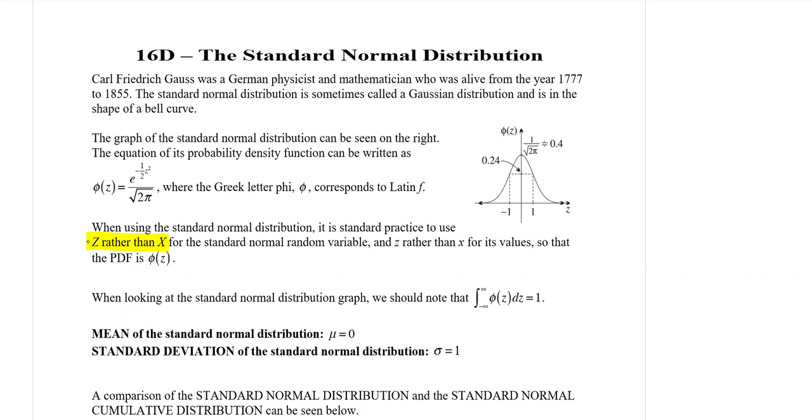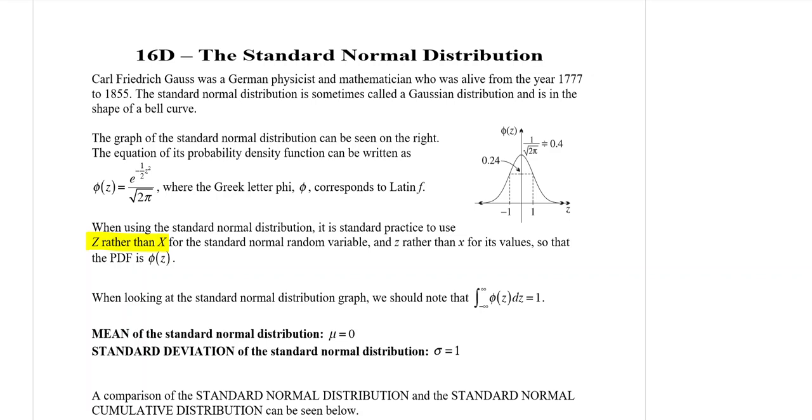Now, my biggest reason behind that is probably going to make more sense when we do the second exercise, because we talk about Z scores. Okay, Z scores on your bell curve. So that, I believe, is why we start calling these Z in here, because it is going to correlate to Z scores later on. When looking at the standard normal distribution graph, we should note that the integral from negative infinity to infinity of the curve is always going to be equal to 1. Okay, that's like what we were talking about before.